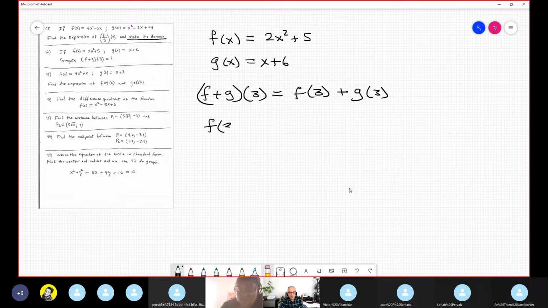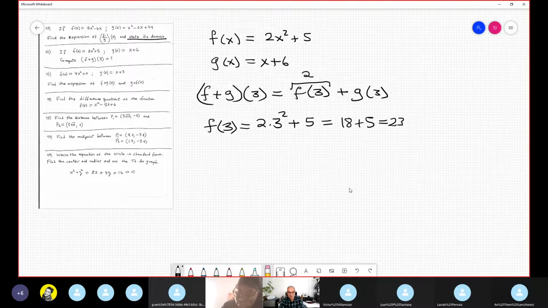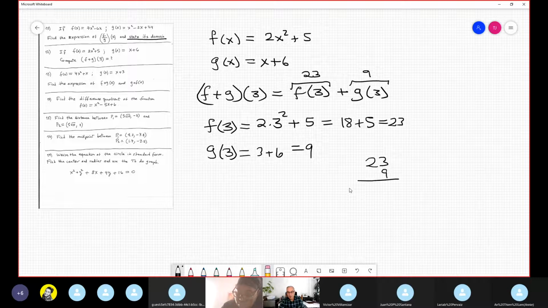So let's compute it separately. f of 3 is 2 times 3 squared plus 5. 3 squared is 9. 9 times 2 is 18. 18 plus 5 is 23. Okay, this is the answer for f: 23. And g is easier, it's 3 plus 6, which is 9. And 23 plus 9 is 12, carry that one, 32. Boom, super easy.